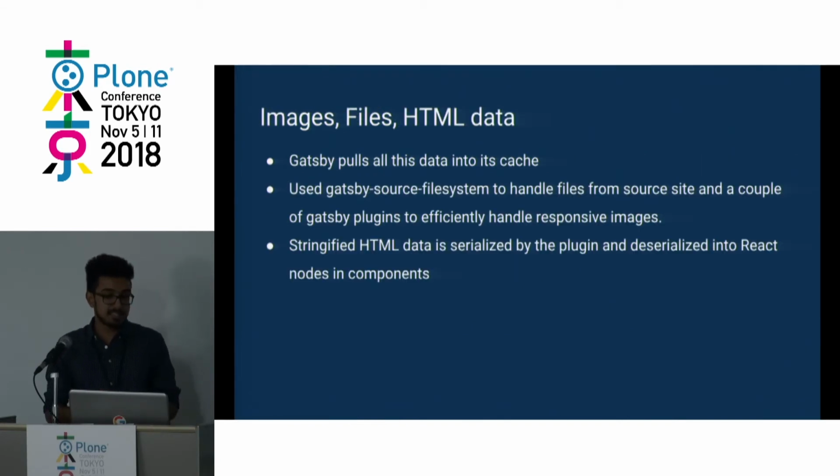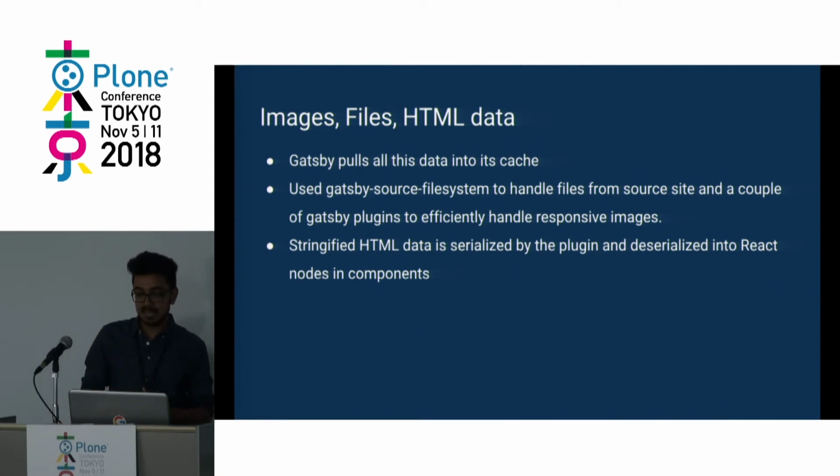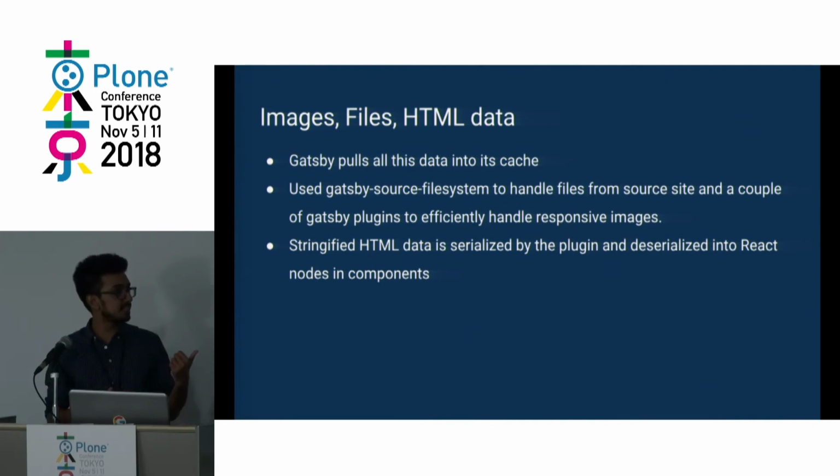You have images, files, and HTML content in a Plone site, right? You have stringified HTML. This was a major thing which we struggled a bit with. We had a lot of stringified HTML data, and currently what Volto does, I think, was use dangerouslySetInnerHTML, which is not the optimal way to do it. So we try to do this instead: serialize the HTML data, and deserialize it directly into React nodes rather than injecting HTML. So this is one thing that is done by the plugin itself.